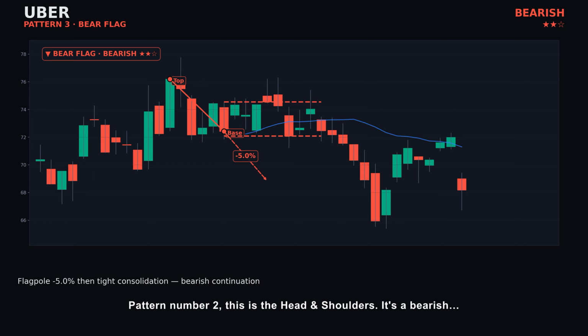Pattern number 3, this is the bear flag. It's a bearish formation with 2 out of 3 strength, flagpole 5.0%, then tight consolidation, bearish continuation. You can see on the chart exactly where the key swings line up. That's what confirms the structure, not just my word for it. The textbook measured move projection is 5.0%. That's the typical decline once the pattern fully completes. It's a guide, not a guarantee, so we still need our SL in place.